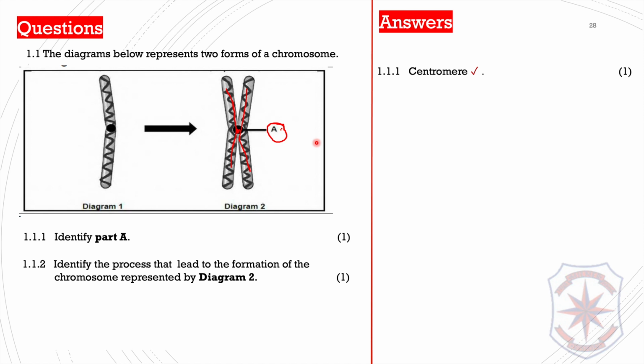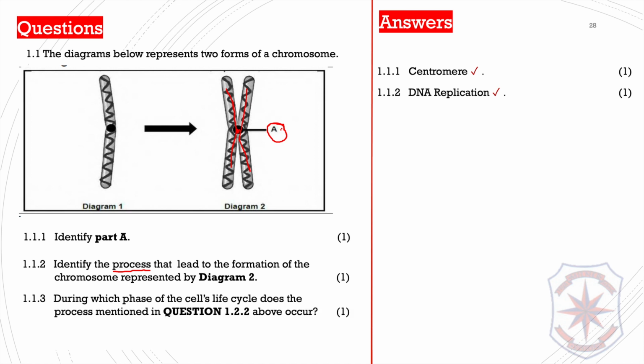Question 1.1.2, identify the process that leads to the formation of chromosomes presented by diagram 2. Keyword: what process? Nothing else. So whatever answer we give must not be a structure, must not be a cell, must not be a phase, but it must be a process. Which process results in a chromosome such as in diagram 2? Diagram 2 has two chromatids from a chromosome that has one chromatid. And that process would be DNA replication.